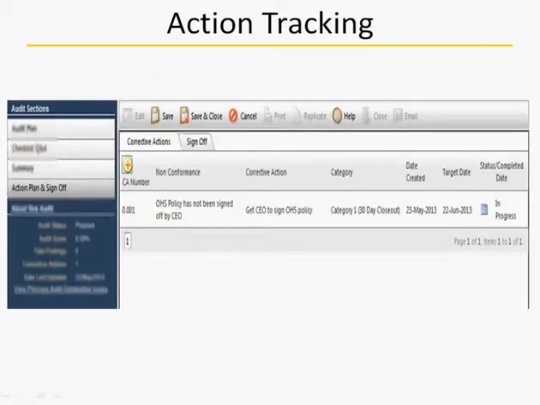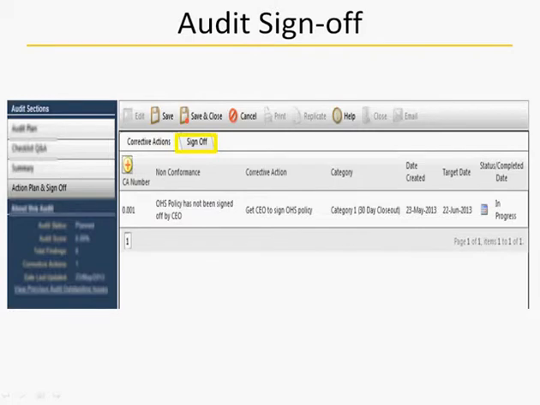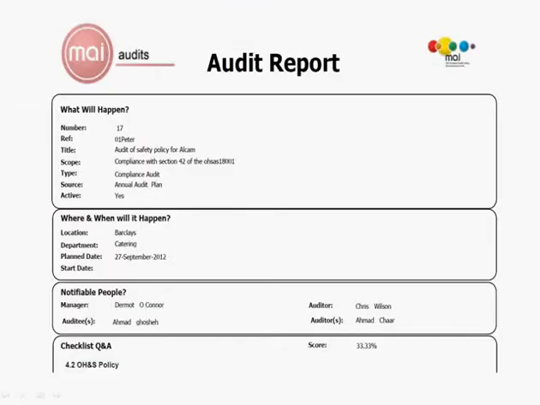When it comes to action tracking, all of the corrective actions that you might have generated throughout the auditing process will be available to you in one place to review, and you can also sign off the audit. Typically this is by the manager and the lead auditor.